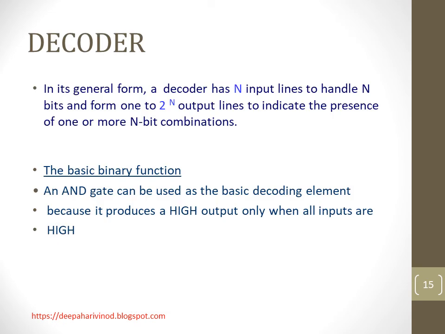Decoders. The objective of a decoder is to decode an n-bit binary number, producing a signal on 1 of 2 raised to n output lines. So in its general form, a decoder has n input lines to handle n bits and forms 1 of 2 raised to n output lines to indicate the presence of one or more n-bit combinations. Basic binary AND gates can be used as the basic decoding element because an AND gate produces a high output only when all the inputs are high.